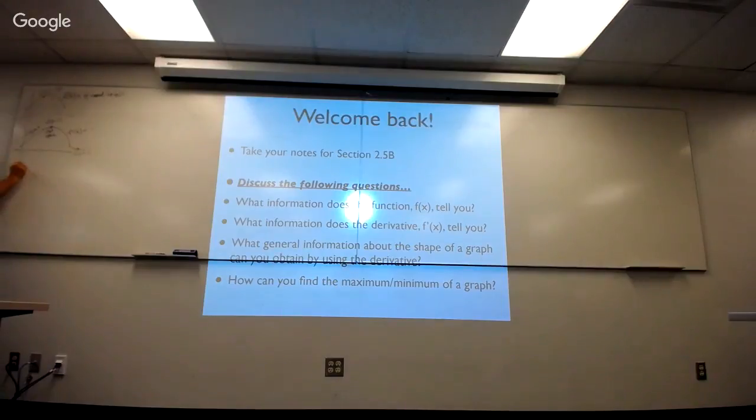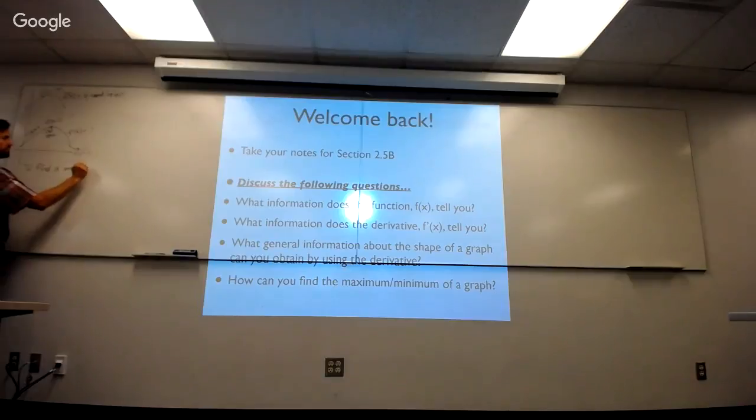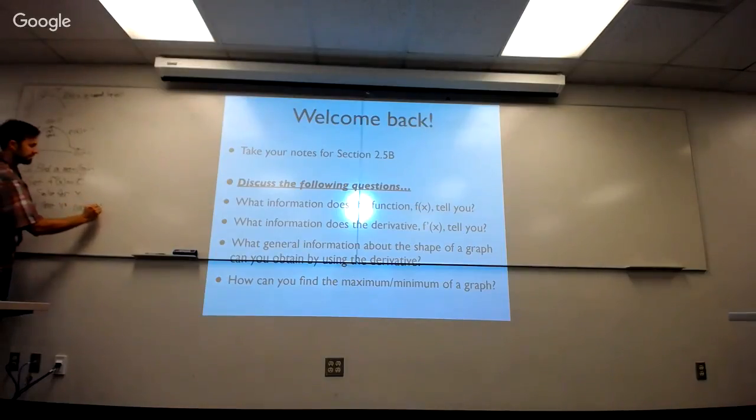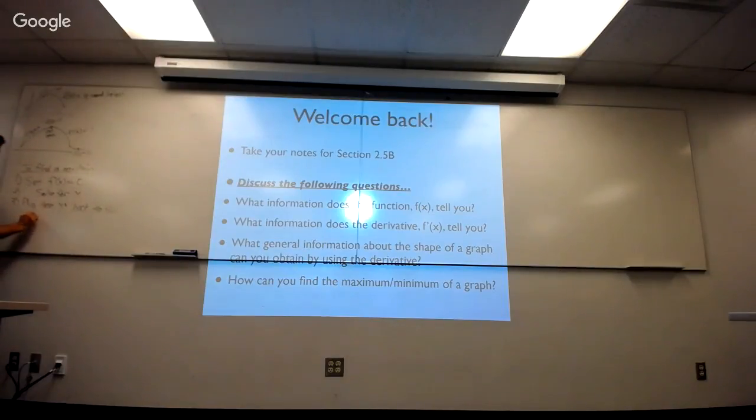Okay, and then how do you actually find the maximum or minimum of a graph? Generally speaking, to find a max or a min, what do you do? Set the derivative f prime of x equal to 0. Solve for x, because that's going to tell you the flat spot. And then plug those x's back into f of x to get the actual coordinates.